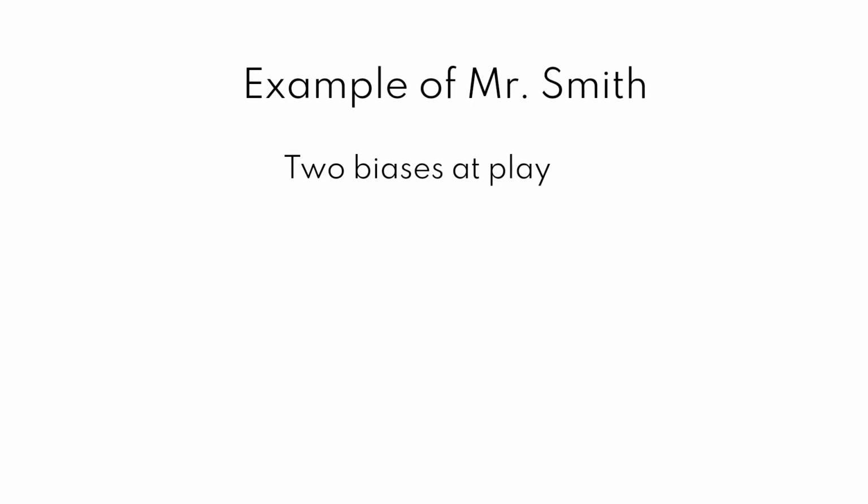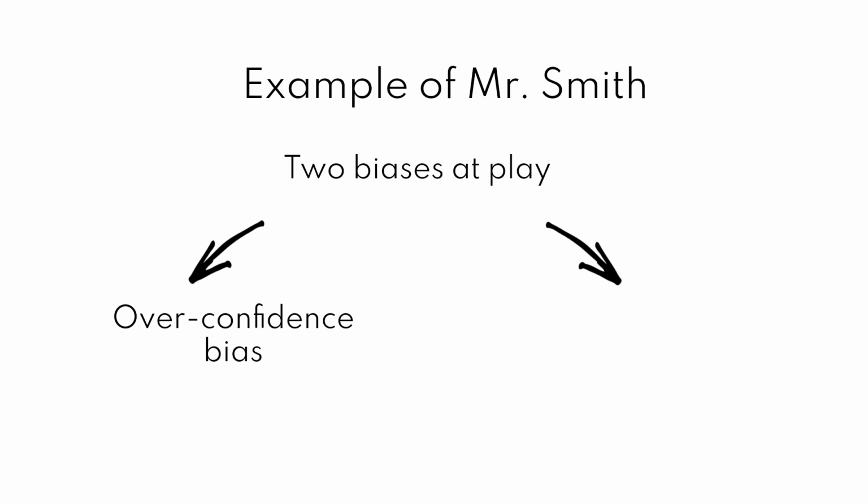There are 2 biases at play here in this scenario. The first one is overconfidence bias. Mr. Smith is very confident about his ability to invest in profitable companies, although he does not know much about these companies. The other bias is self-attribution. Mr. Smith takes credit for his past successes in investment. However, these successes may have been due to luck only, rather than real investment talent or skills.